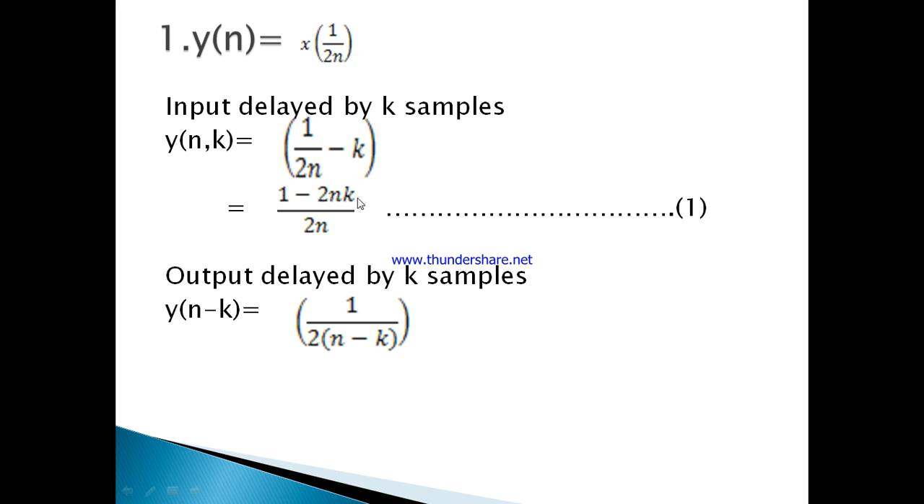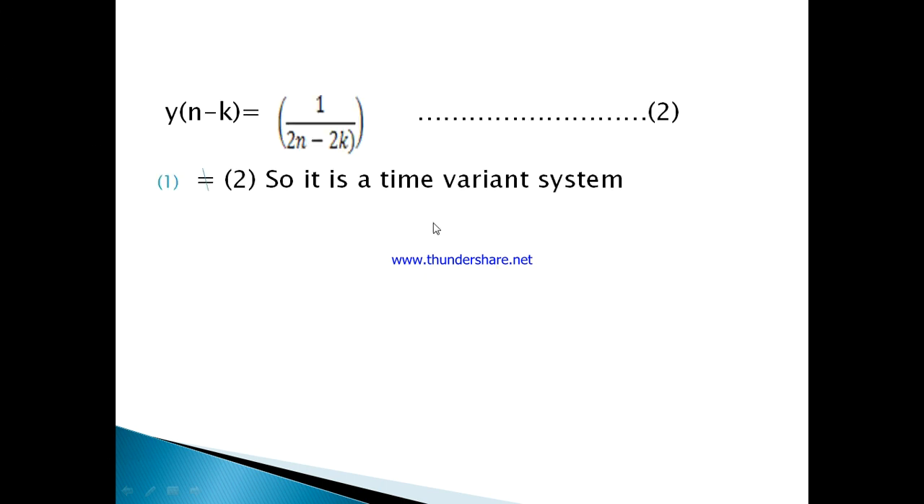So this is equation number 1. Again, output delayed by k samples. Here this is the output, so now instead of n we write n minus k, because the output is delayed by k samples. y of n minus k equals 1 divided by 2 into n minus k, which is 1 by 2n minus 2k. So this is equation number 2. Here equation 1 and equation 2 are not equal. So this is a time variant system.